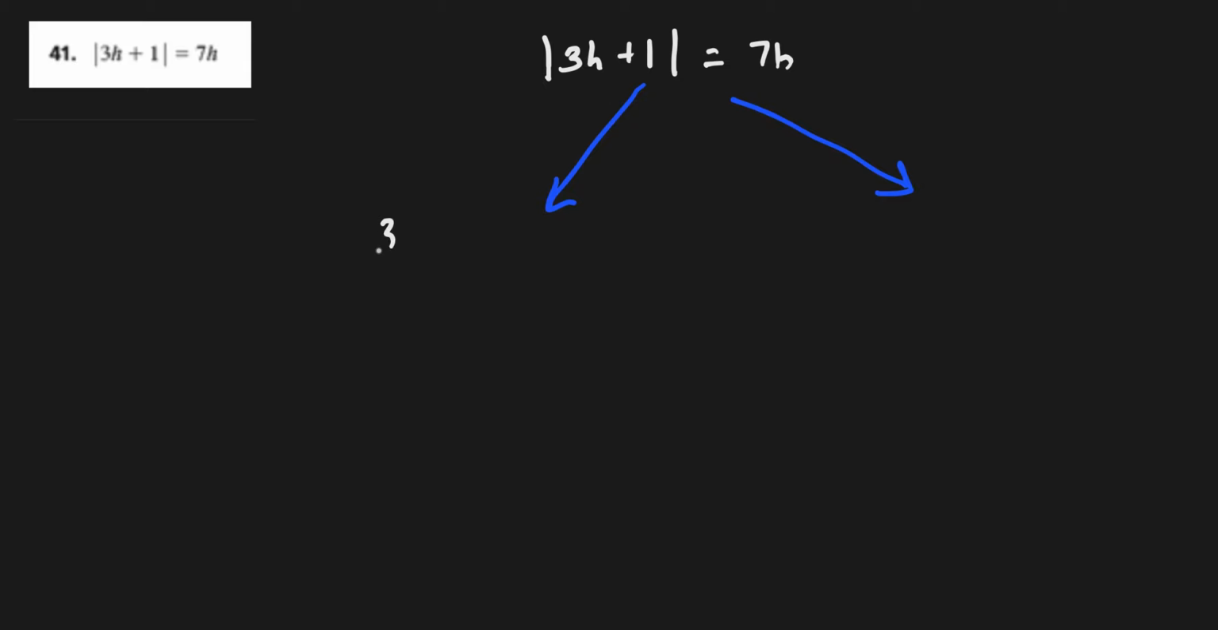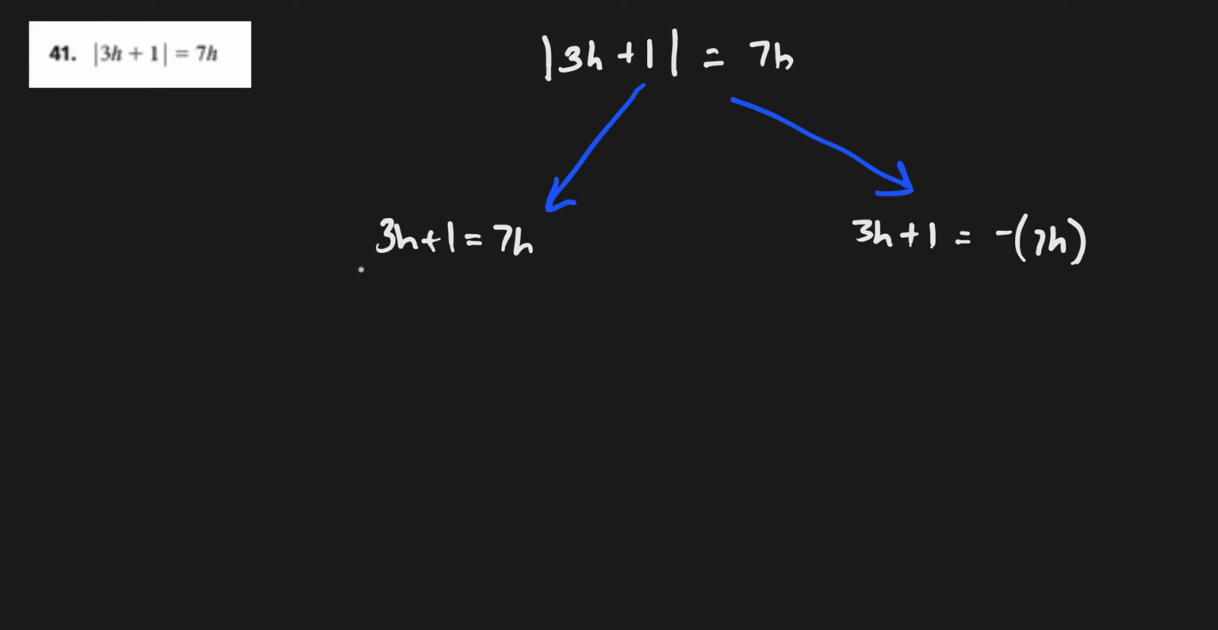This is going to be 3h plus 1 equals 7h. One side is just going to be the equation with no absolute value sign, and then this side is going to be 3h plus 1 is equal to negative 7h. If this had like 7h plus 4, we would need the parentheses. Here we don't really need it, but I just added it just to be used to adding it.